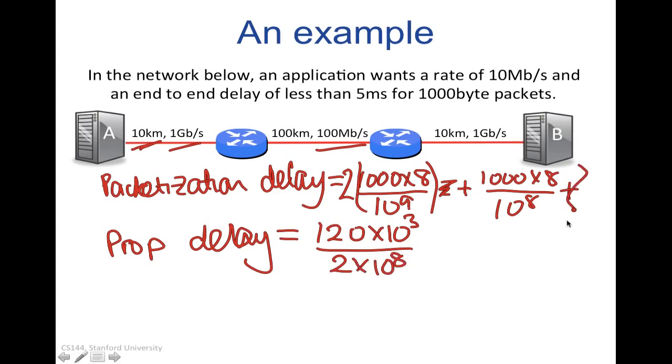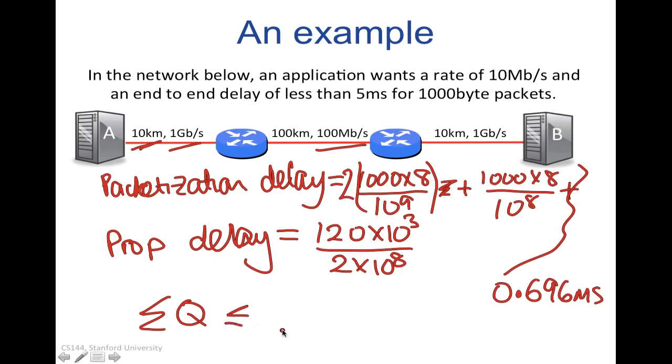And so if I add these two together, I've already done that, and that comes out as 0.696 milliseconds. So I've got a fixed propagation delay of 0.696 milliseconds, and so therefore I need the sum of all the queuing delays along the path to be less than or equal to the difference between that and 5 milliseconds. So that needs to be less than 4.304 milliseconds. Okay, so we're going to remember this number because I'm going to clear this, and then we're going to figure out how to make that work.